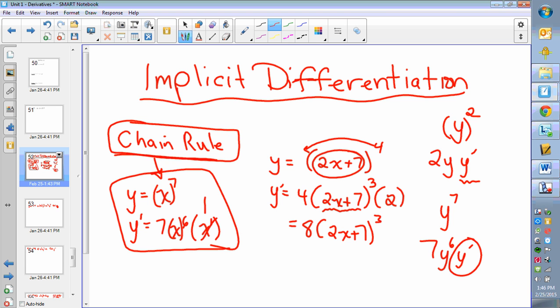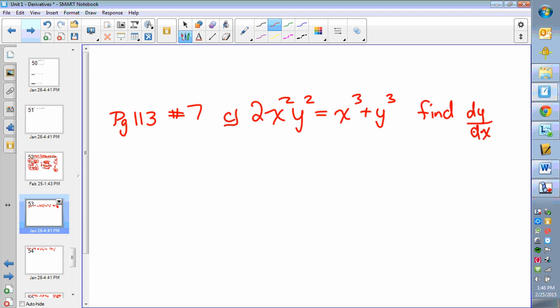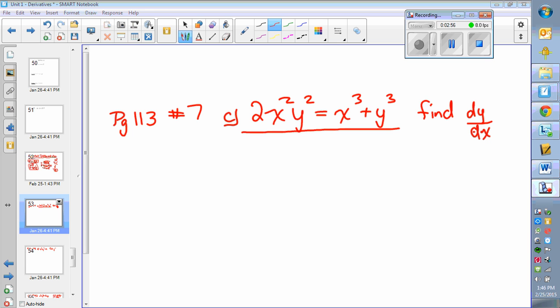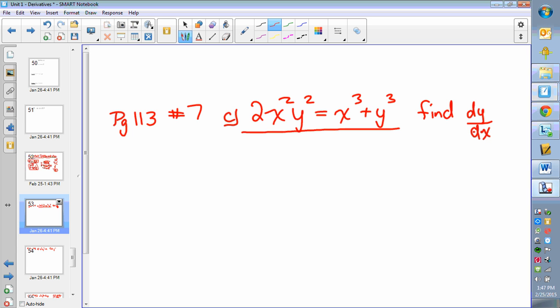So let's see what it looks like in action. For my students, this is from page 113, number 7c. And you've got an equation that's given to you, and it's got y's and x's all over the place. So we can use implicit differentiation if we are just too lazy to solve for y, or if we cannot solve for y. In this case, getting y isolated and by itself is going to be difficult. So to get its derivative, dy by dx, which is just y prime, we're going to have to take the derivative of the left and the derivative of the right, and then see if we can work some magic.